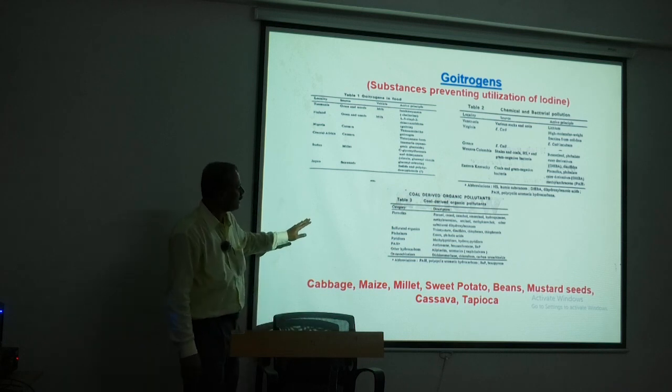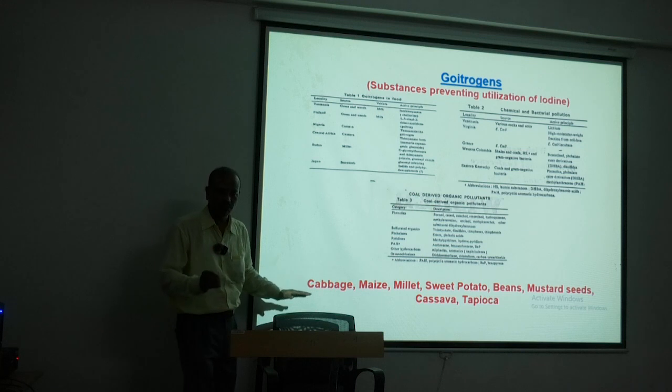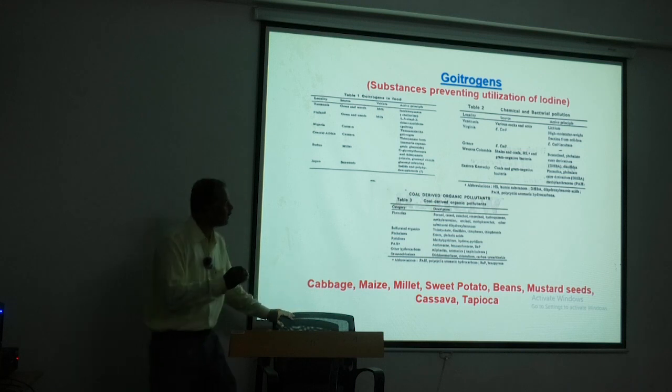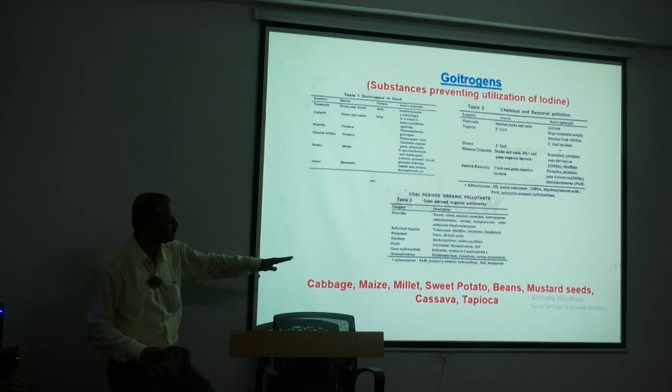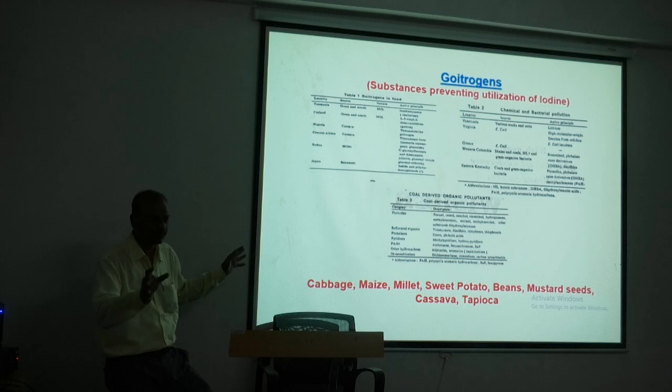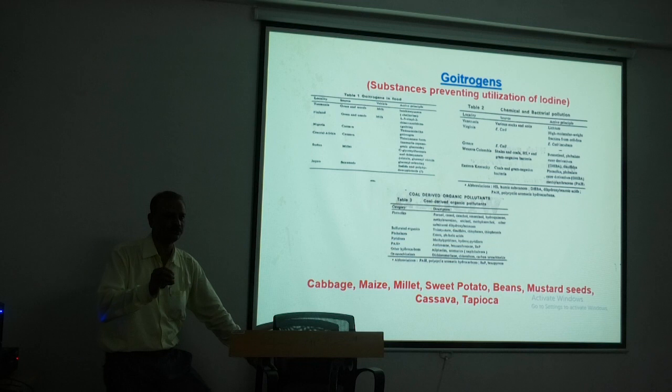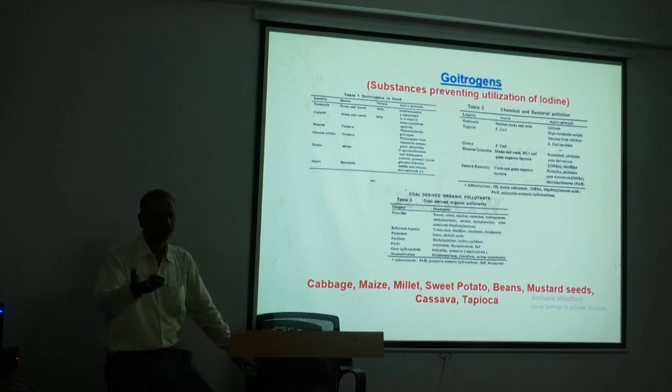Now, normally the foods we commonly take also contain goitrogens, like cabbage, maize, millet, sweet potato, beans, and mustard seeds. Common Bengali foods and other Indian foods include these. But remember, the amount of cabbage we take is not that much. We take cabbage only during the winter season, maybe once, twice or thrice a week in one vegetable, and that is a small amount.